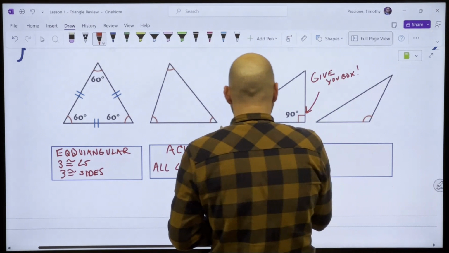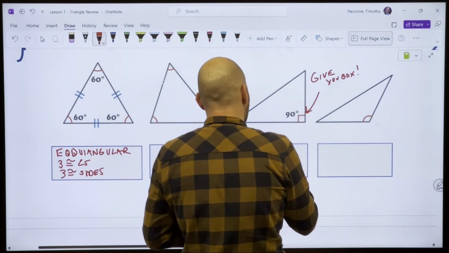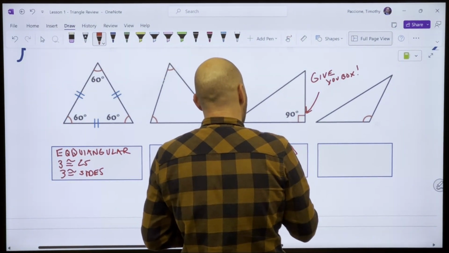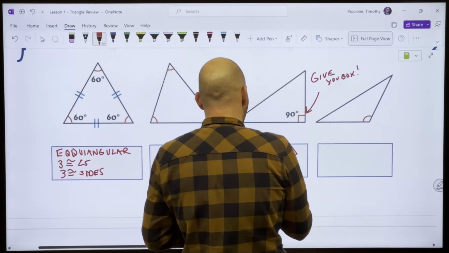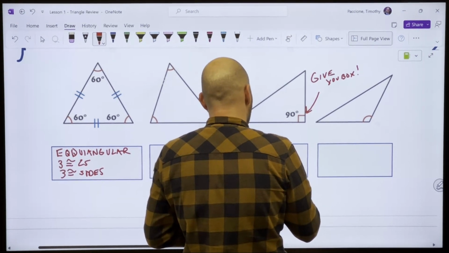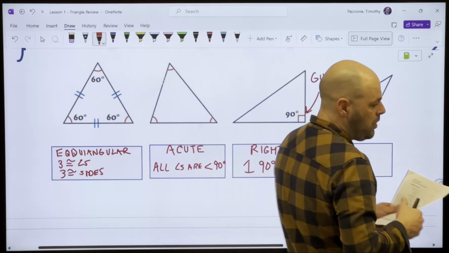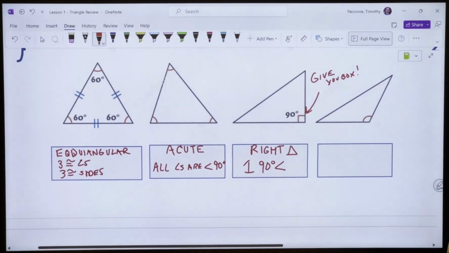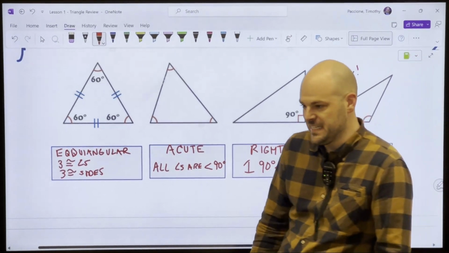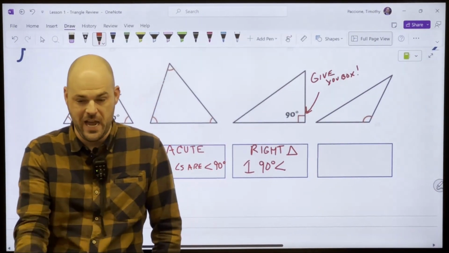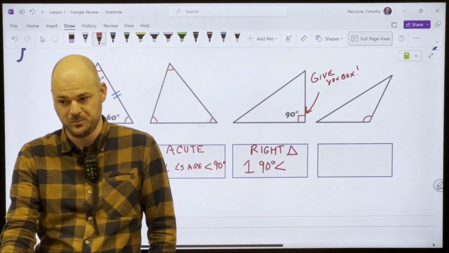Okay, and so that's a right triangle, right? And that's what we'll be focused on mostly. And it's got one 90-degree angle. Now, what do you call a triangle with 2 90-degree angles? Not a triangle, because that's already 180 degrees, and you're adding degrees for your third angle, right?